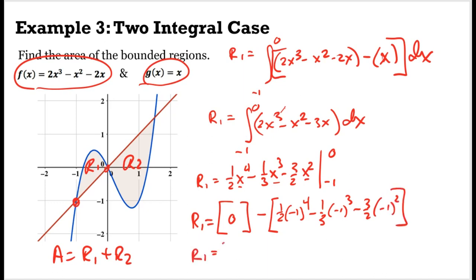So region 1 is 0 minus, -1 to the 4th is 1, so that's 1/2. -1 to the 3rd is -1. -1 times -1/3 is plus 1/3. And -1 squared is 1, so we have minus 3/2.